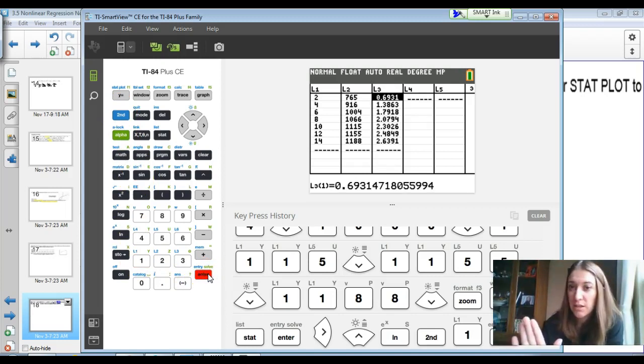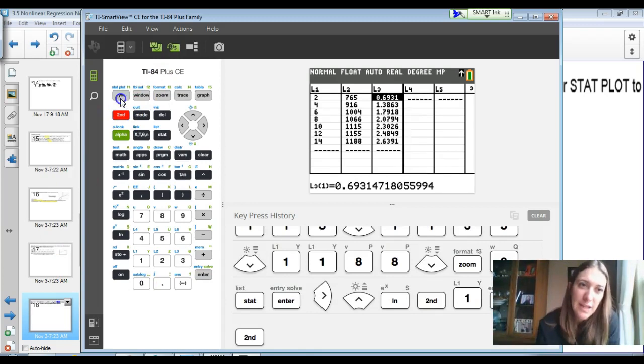So there's the data. It did the natural log of each of those x values. And now what we're going to do is look at a scatter plot that compares those two values. You have to go in the correct order though. Remember, it was the natural log of x, the natural log of y.